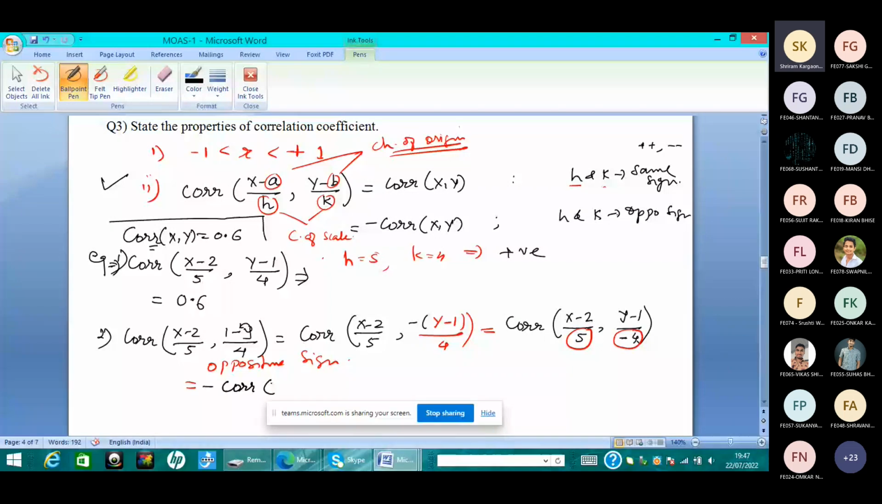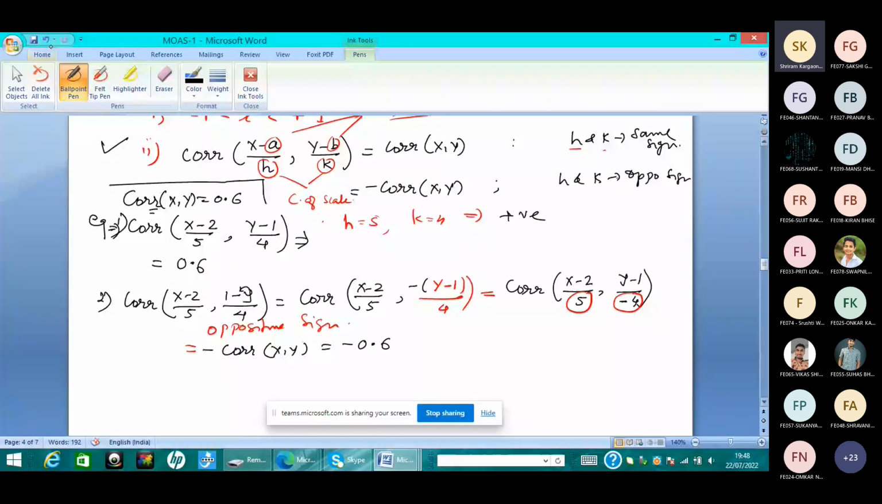It will be just the magnitude. The value will be minus 0.6, nothing else. The correlation magnitude will not change, it will be 0.6 only. But when to put a positive value? If both are negative or both are positive. Understand my point? Now here both are positive. Suppose it was minus 5 and minus 4, that time also it works, and I will put the plus sign.